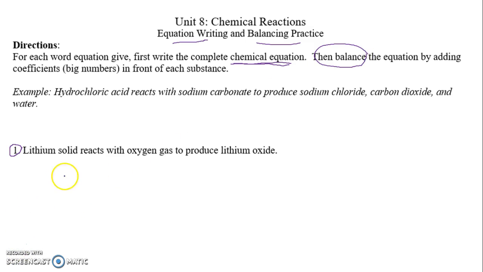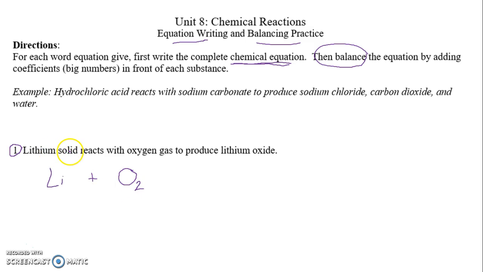So if we go down to number 1, it says lithium solid reacts with oxygen gas. So those are my two reactants. You can go ahead just by writing the symbols for each of those. Lithium solid reacting with, so plus sign, and oxygen gas. Now remember, whenever there's just elements by themselves, you have to decide if they should have the little subscript of 2. Lithium doesn't, but oxygen does, so we have to make it O2.